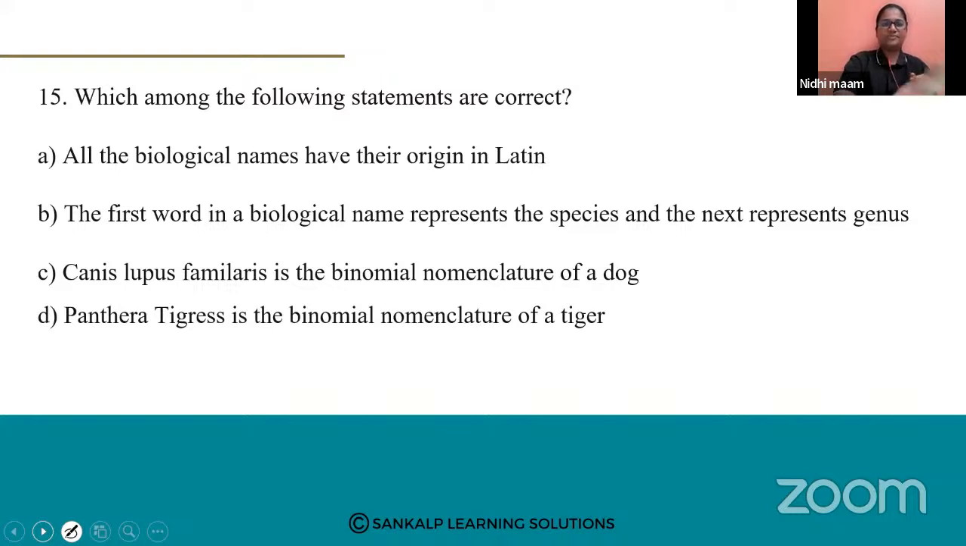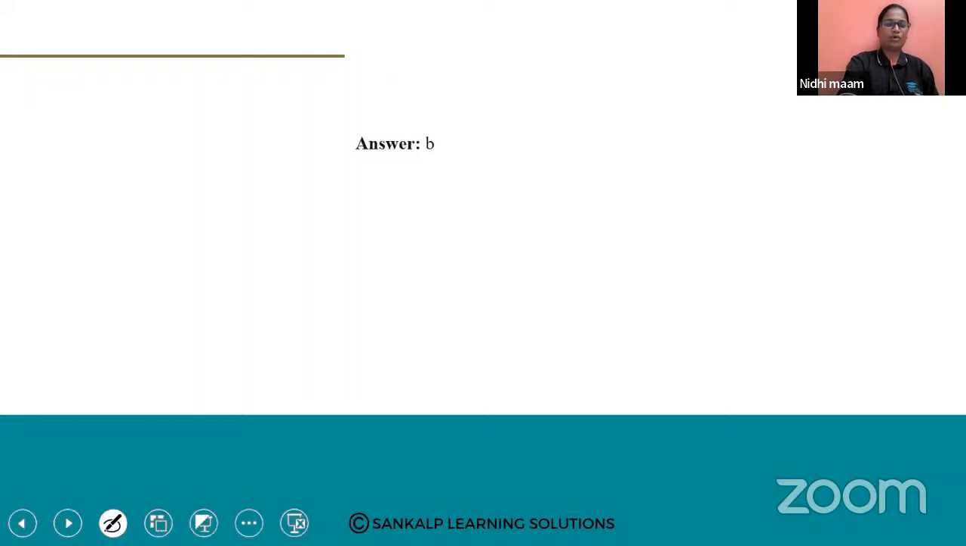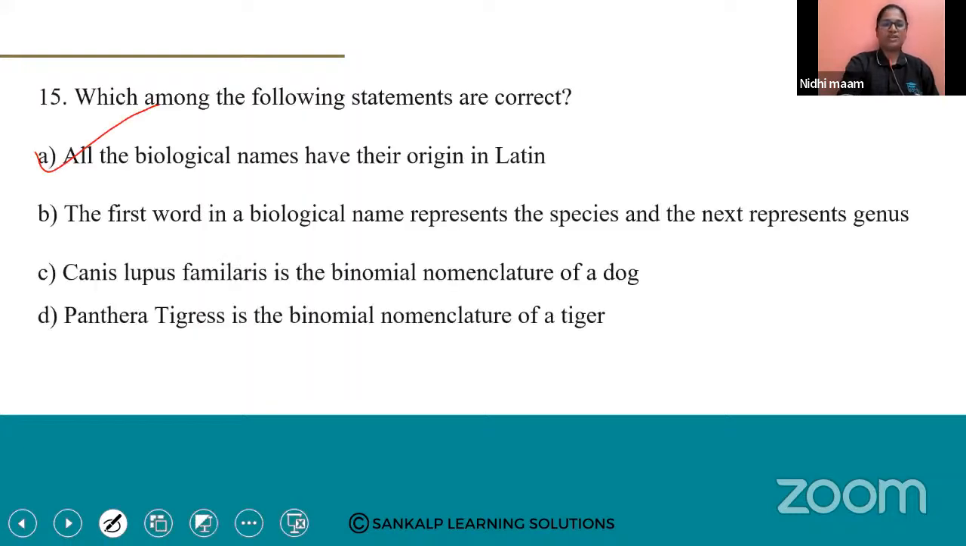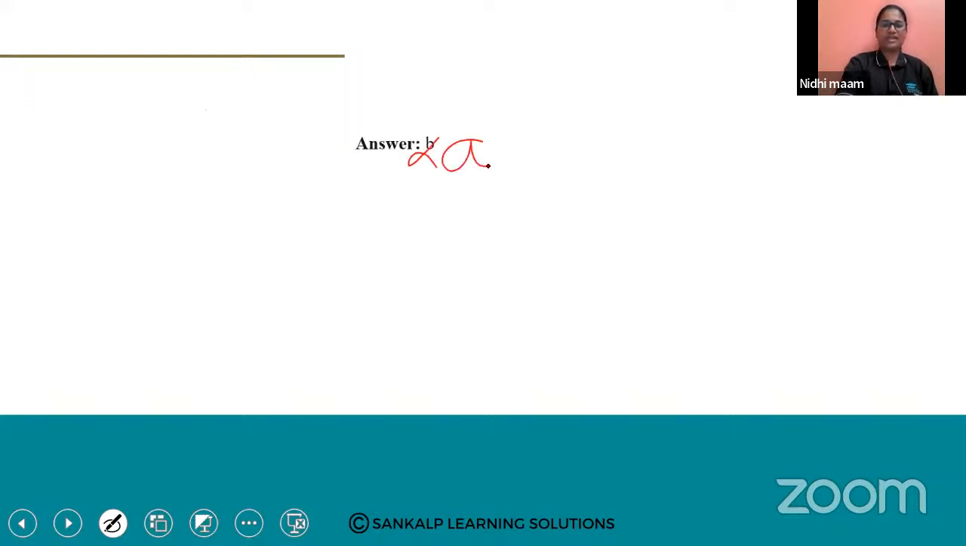Read the options properly and then answer. Vaividhya answered it. Dhavina answered it. Good. Asma Banu answered it. Kavya answered it. So most of you voted for option A: all the biological names have their origin in Latin. So option A is the right answer. Not B. Option A is the right answer.